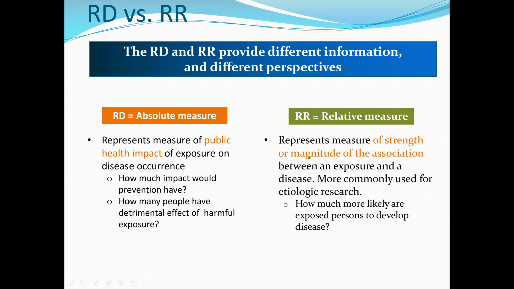Again, we can use both to measure our association, both absolute or relative, but everything depends on the objective of your studies. If I want to know how much more likely the exposed people may have the disease than the unexposed, then I'll do relative measures. But if I want to know the impact, to see how many people have a detrimental effect of a harmful exposure, then I will do the absolute measure, which is the risk difference.